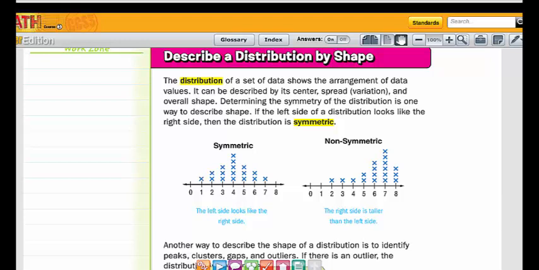Here are your examples for 9-6. Lesson 6 is about analyzing data distributions. The first thing we're going to talk about is this important point here: describe a distribution by shape.